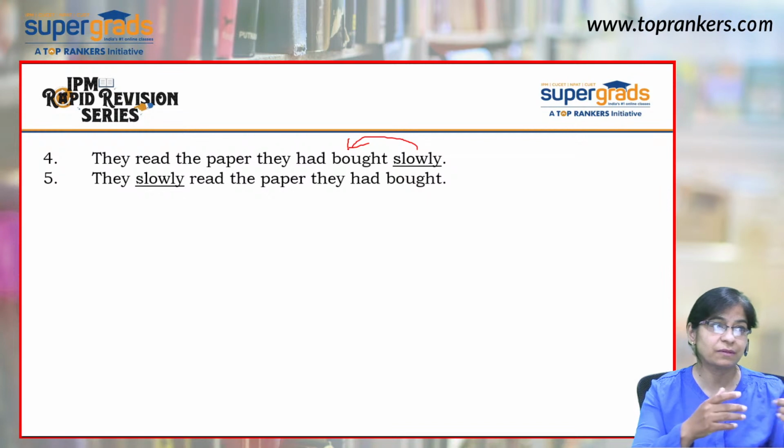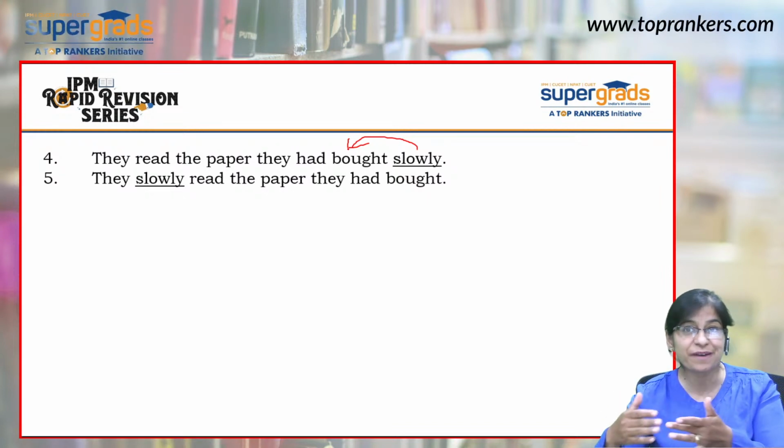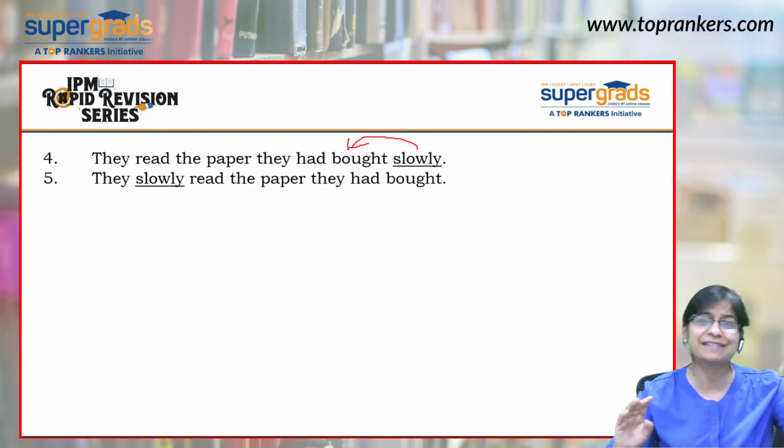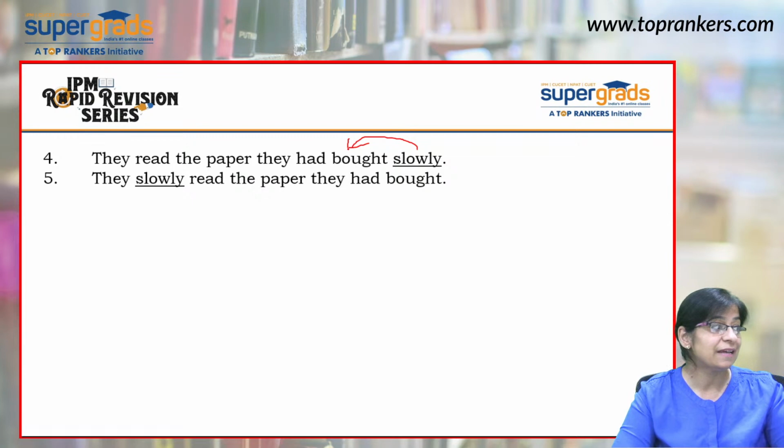So, they read the paper they had bought slowly. So the process of buying the newspaper was really slow. It has nothing to do with reading the newspaper. Now look at the second sentence. This says they slowly read the newspaper.